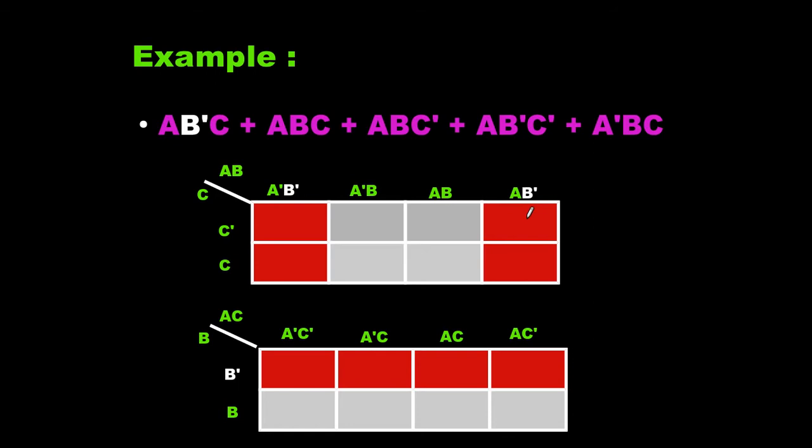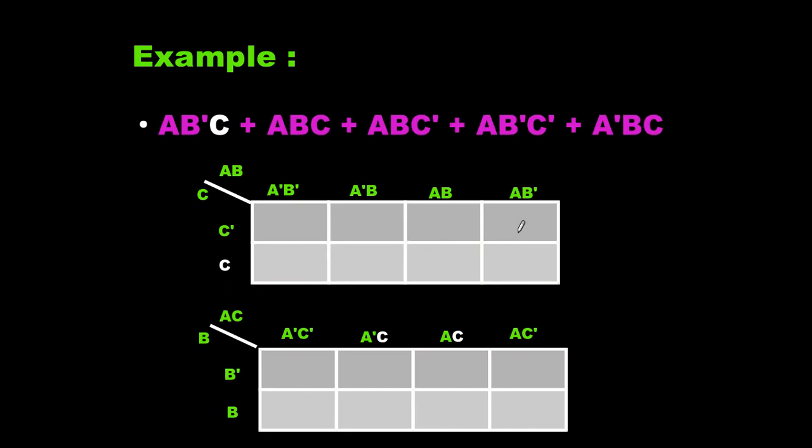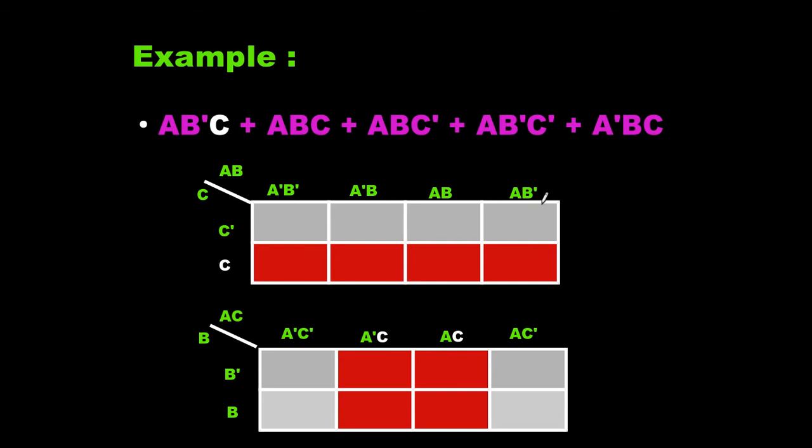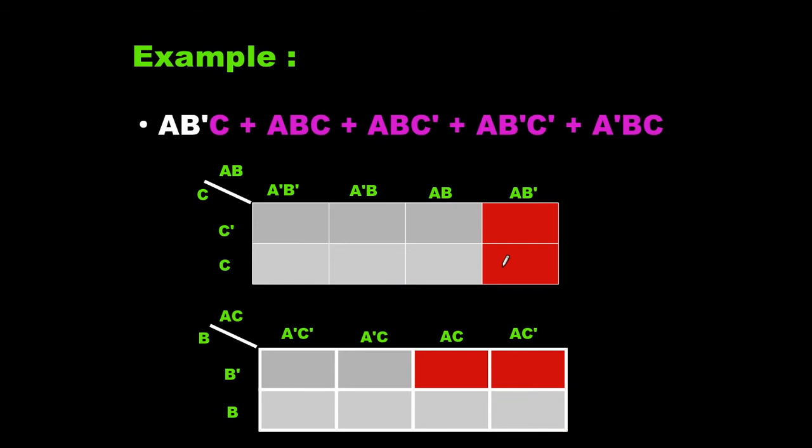Is this. Now, the C is this. And this was the B not, and this was the A. I'll take the common in between all of them, the intersection between all of them. So if we look at it now, this is A, B not, and C. So this is 1.